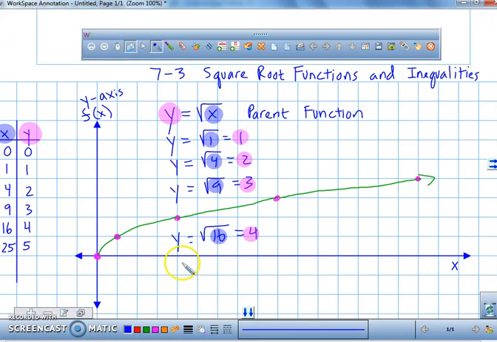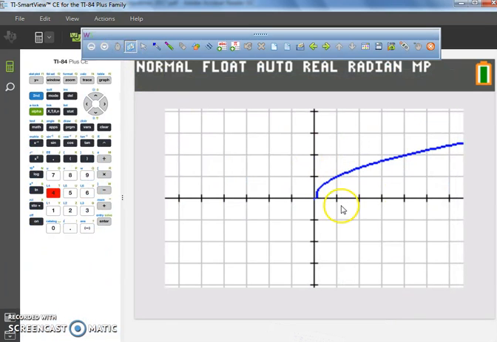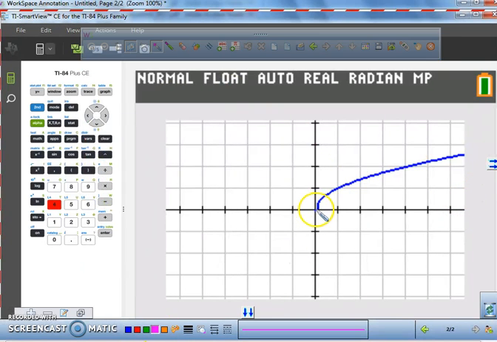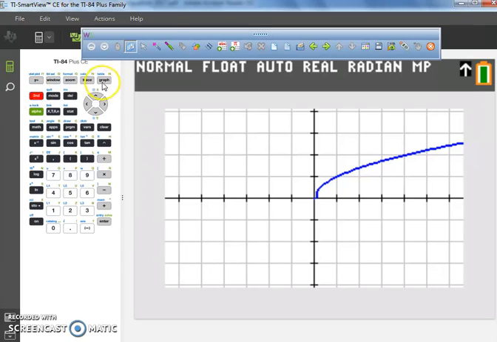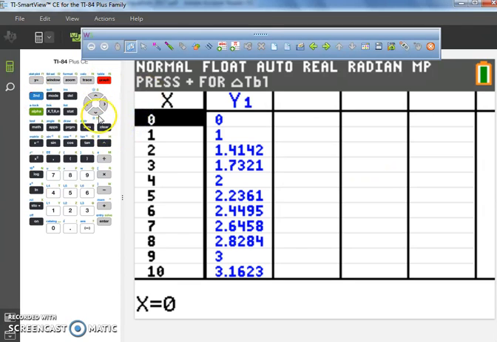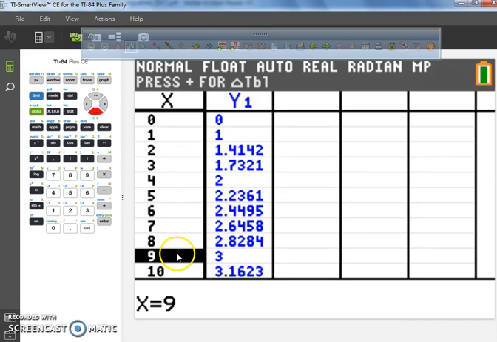Now, this one is not as big of a graph. Notice we only go over 1, 2, 3, 4, 5, 6, just past the 6. But you can at least see it starts right here at 0, 0. There's your 1, 1. There's your 4, 2. That's the last one you can see. You can't see the 9, 3 on this graph, but you can check your table. Second graph, you can check your table, and you can see the 1, 1, the 4, 2, and all the way to the 9, 3. You can keep scrolling and see all the other numbers if you wanted to.